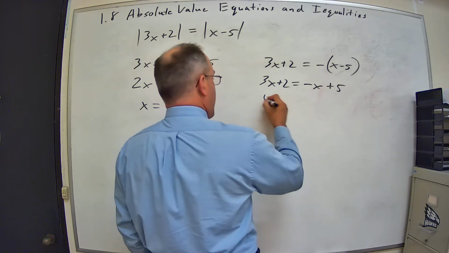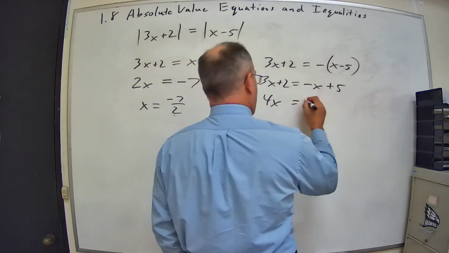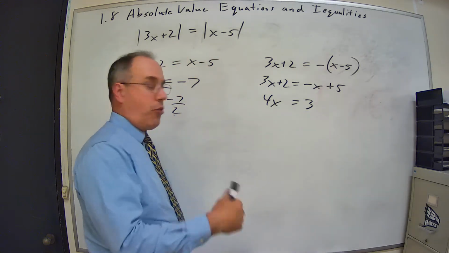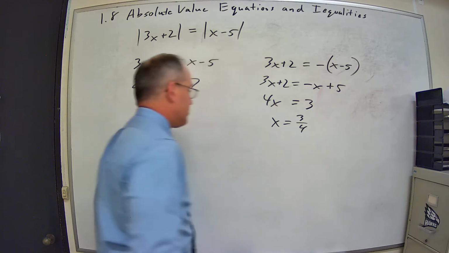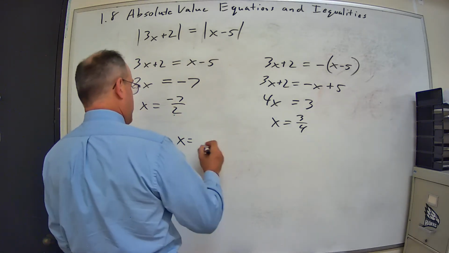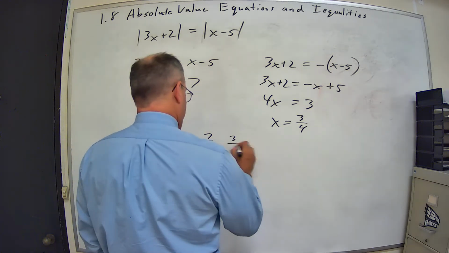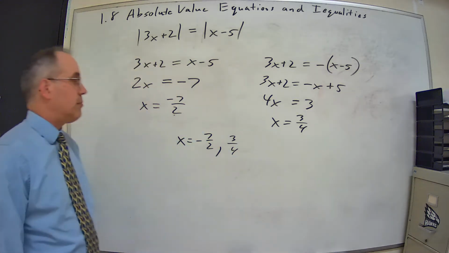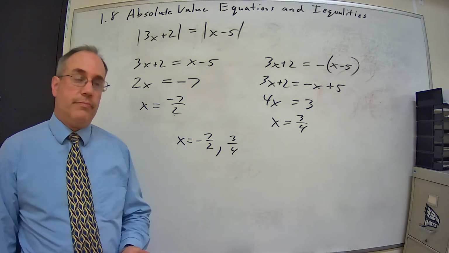Now I'm going to get the x's together and the constants together, so I'm going to add x to both sides. That gives me 4x. I'm going to subtract 2 from both sides, which is equal to 3. Divide both sides by 4. X is equal to 3/4. And now we have x is equal to negative 7/2 and 3/4. And that's our solution to our equation.